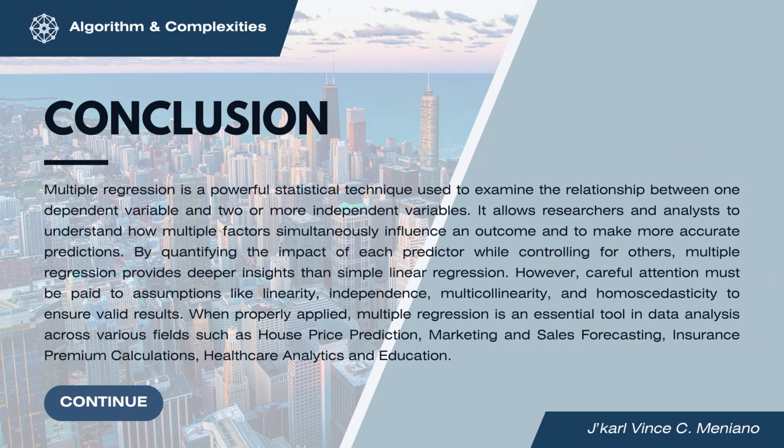In conclusion, multiple regression is a powerful statistical technique used to examine the relationship between one dependent variable and 2 or more independent variables. It allows researchers and analysts to understand how multiple factors simultaneously influence an outcome and to make more accurate predictions. By quantifying the impact of each predictor while controlling for others, multiple regression provides deeper insights than simple linear regression. However, careful attention must be paid to assumptions like linearity, independence, multicollinearity, and homoscedasticity to ensure valid results.